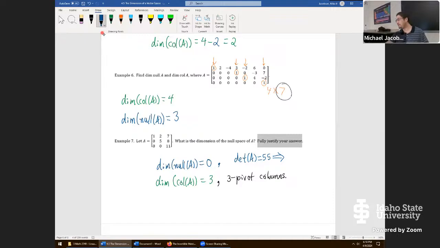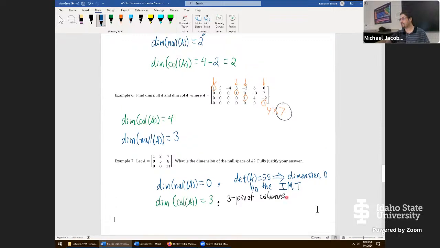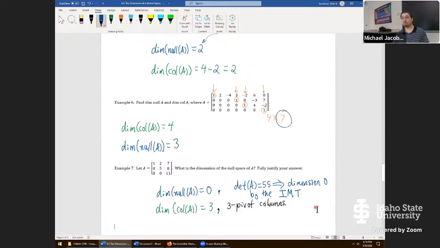So let's say this implies the dimension is 0 by the invertible matrix theorem. That's the one acronym that we use over and over again in this course. Well, any last questions, folks, with those three quick concept-style questions?